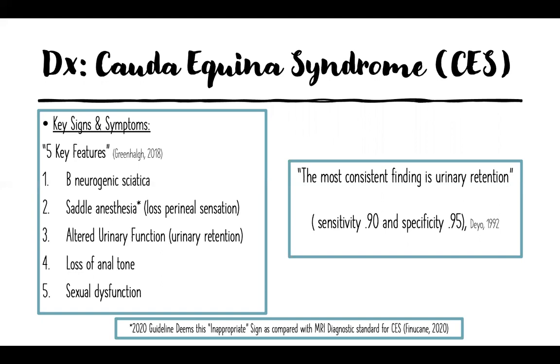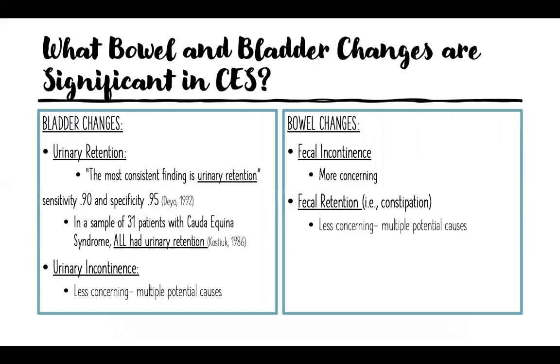As we see, one of the main things that we're going to be asking about in subjective screening is bowel and bladder function, and specifically urinary retention, or the inability to urinate. Other bowel and bladder changes might also raise a higher suspicion of this pathology. So urinary retention, we just highlighted.